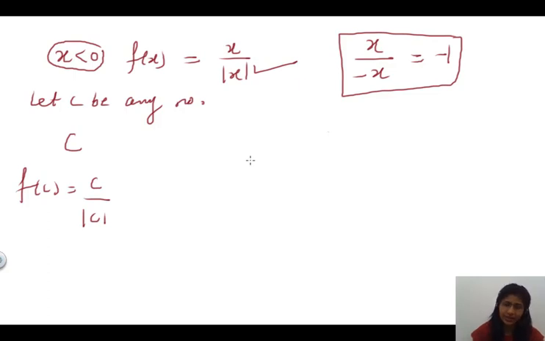Similarly, you can check for x greater than 0. For x greater than 0, you will have x upon modulus of x. So you are going to get 1 as the answer. Just to see whether LHL, RHL and the function value at that particular point are the same or not.